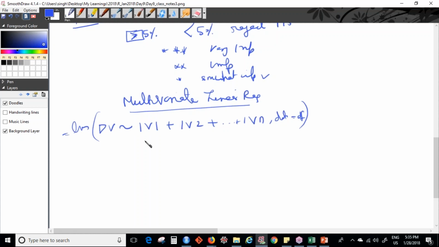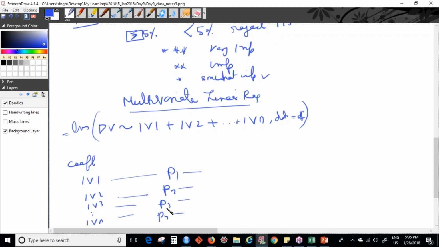So now you'll have many different values. You will have your coefficients. You will have one coefficient for 1, for 2, for 3, and then for n. And each of these will have its own p values: p1, p2, p3, p4. Now, looking at all these p values, you will take a decision about which variable is important and which is not.